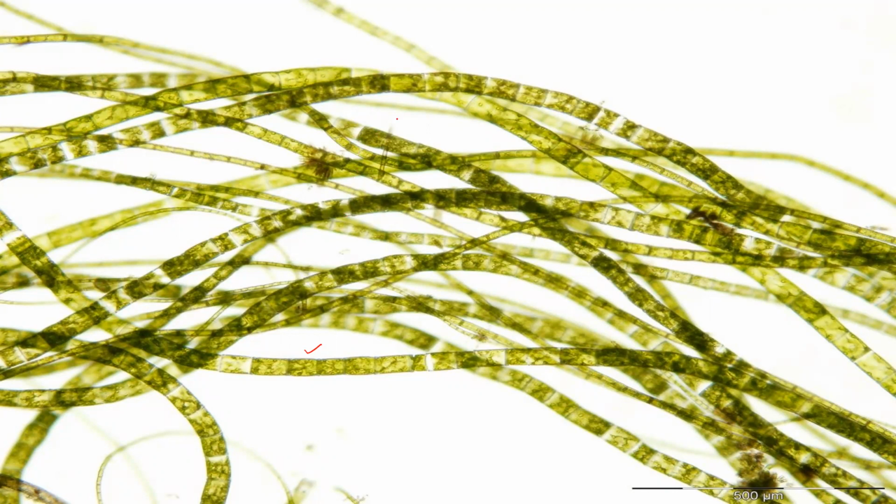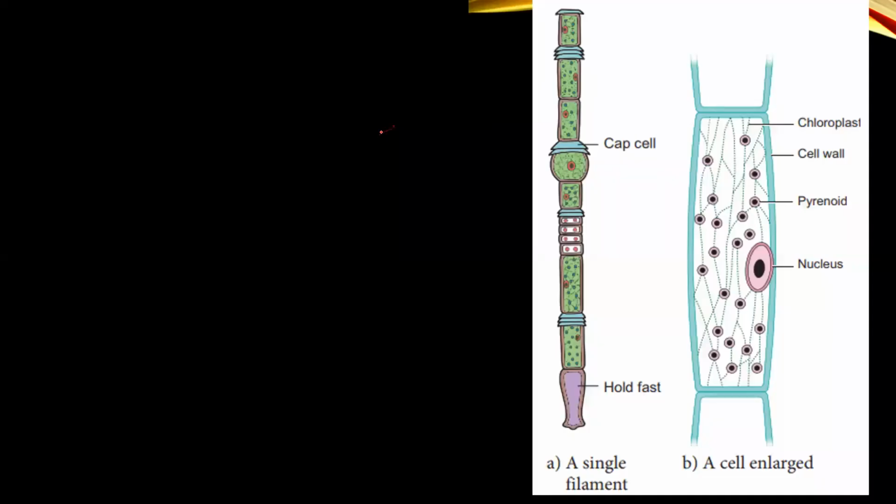With the picture. This is a microscopic view of Oedogonium. You can see here, right? It is multicellular. See, so many cells are there. So that is matching. Then it's green, it's unbranched, and it's filamentous. Okay. Now see.